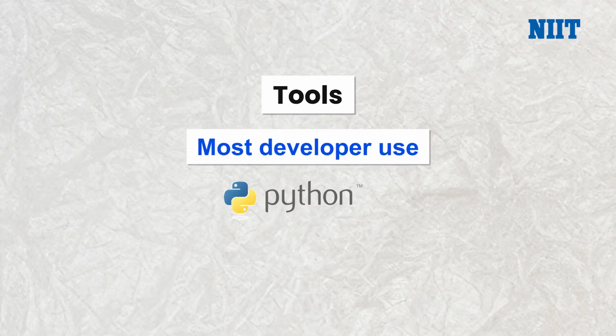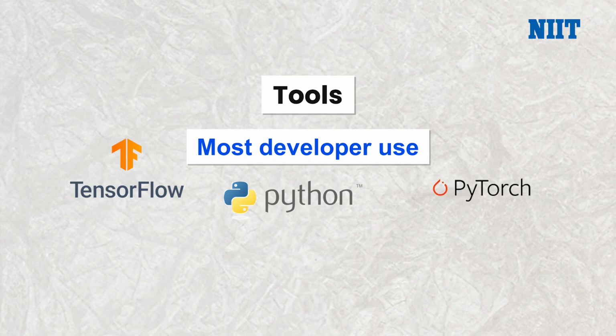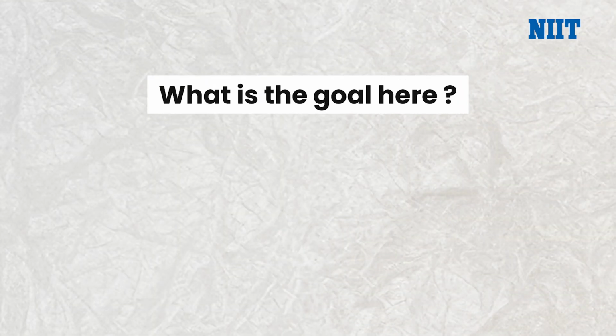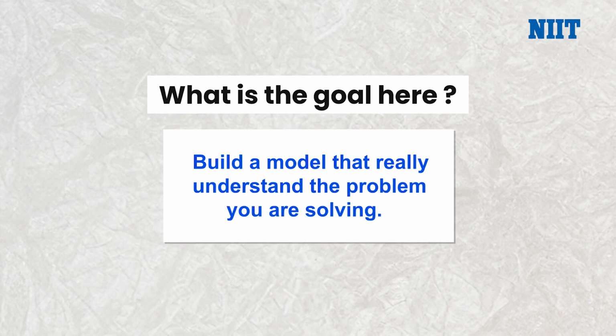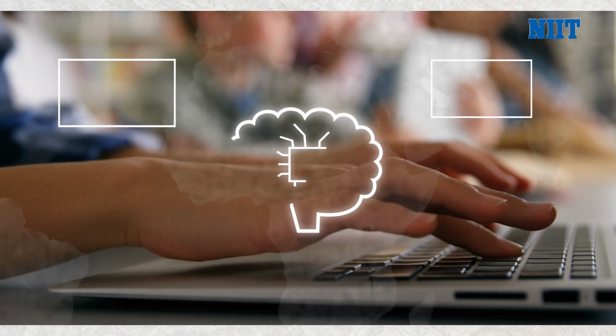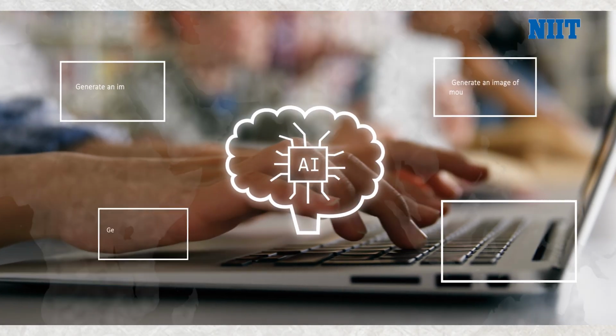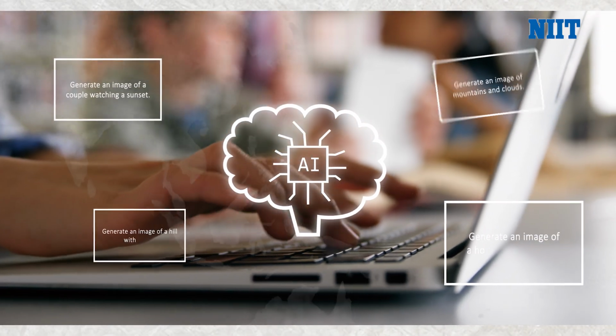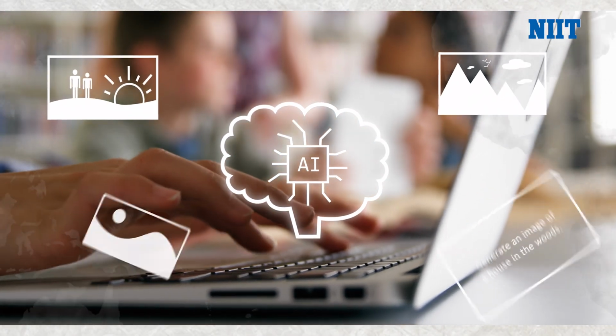You will choose the tools to build your model. Most developers use Python along with libraries like TensorFlow, PyTorch, or Scikit-learn. And what is the goal here? Build a model that really understands the problem you're solving. And once your model is ready, it is time to train and test it. This is where your AI agent actually learns how to do its job.